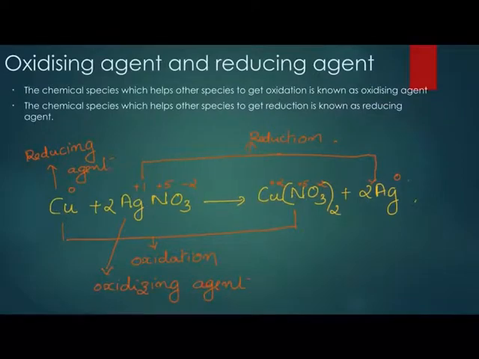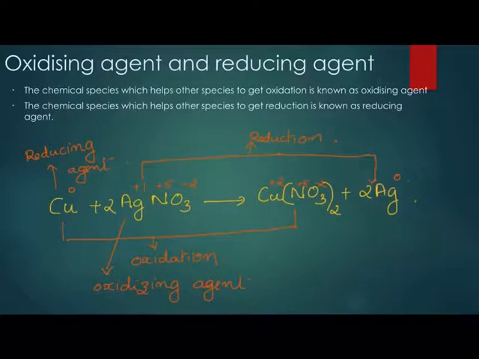In this reaction, copper reacted with silver nitrate, forming copper nitrate and silver. This is also a displacement reaction. So here, what happens to the copper atom? The copper atom got an increase in oxidation state. That's why copper undergoes oxidation. In silver nitrate, the oxidation state of silver was plus 1 and it converted to 0. So there is a reduction in the oxidation state of silver. So silver nitrate undergoes reduction.